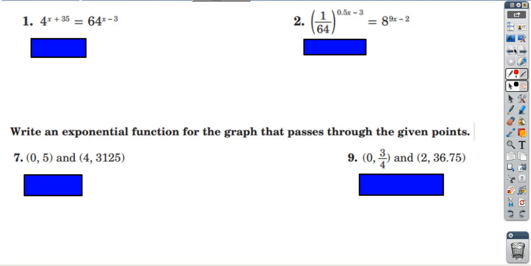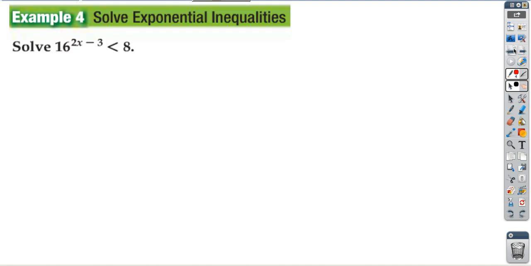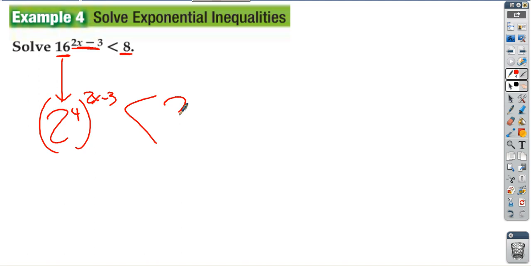All right, last thing I want to show you is how to solve inequalities, and they're done almost the same way as equations. Again, we want the same base here, so those are both powers of 2. So let's change 16 into 2 to the 4th power. And then we still have this thing right here, 2x minus 3. And that's less than 8, which is 2 to the 3rd power.